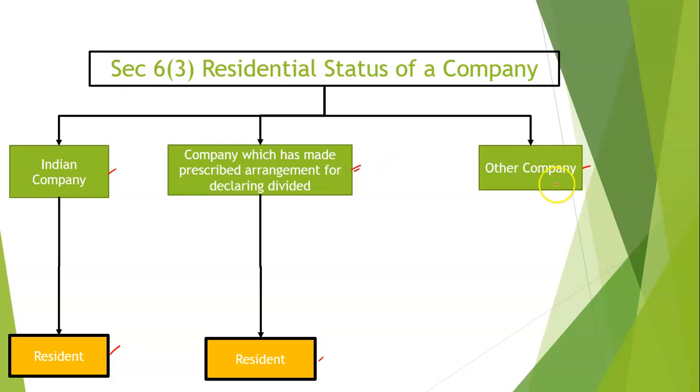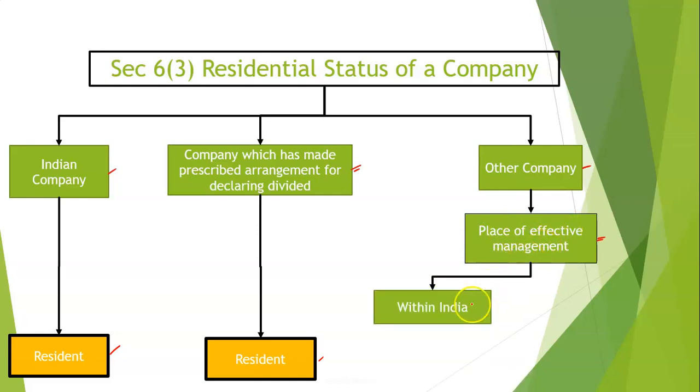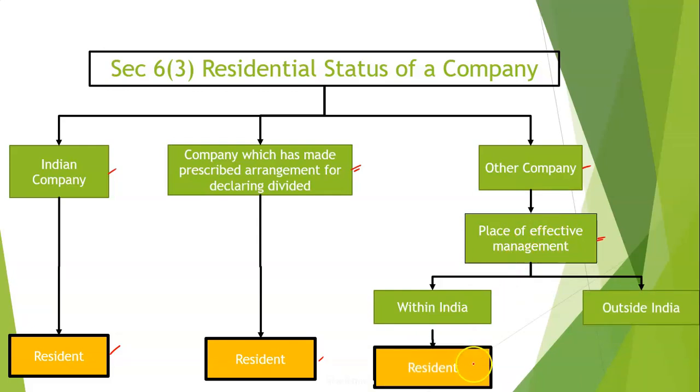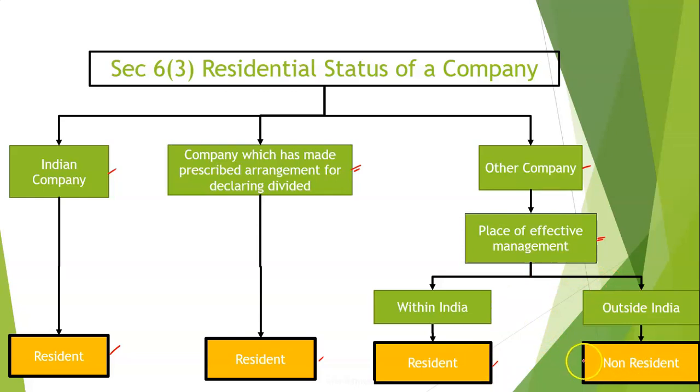Right. Now for this category, that is the final category of other companies, you decide their residential status on the basis of a particular term called place of effective management. Somewhat similar to the same control and management that we previously saw. Alright, I'll give you a detailed study on this term right after the slide. Yeah. So if the place of effective management of a company is within India, then they will be a resident. If the place of effective management is outside India, then that company shall be treated as a non-resident. Fine, that's how we determine the residential status of a company.